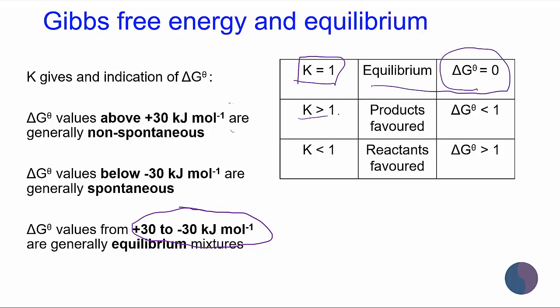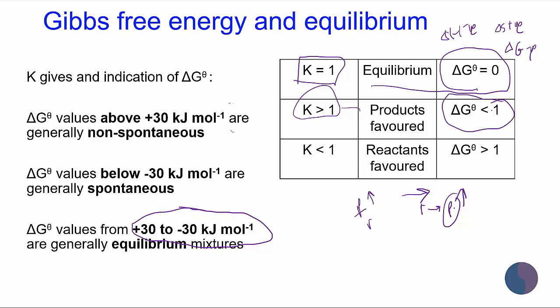If the K is greater than 1, we've already talked about the fact that K is products over reactants. Reactants go to products, so this one's larger, and so it's generally going to go to that side. And delta H negative is favorable, delta S positive is favorable, and delta G negative is favorable. So it's favorable, so it's negative. The reverse is also true.